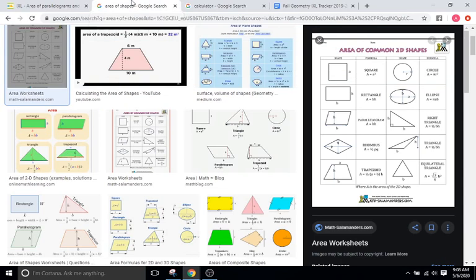For other shapes, I just typed in area of shapes on Google Images and a bunch of different formula sheets come up. So I just wanted to point that out. If you ever need a formula for something, you can just type it in. The internet is a wonderful resource. Okay, so right here we have parallelogram, area equals base times height. It has a nice little diagram. And then triangle is 1/2 base times height. So base times height. Let us do it then.